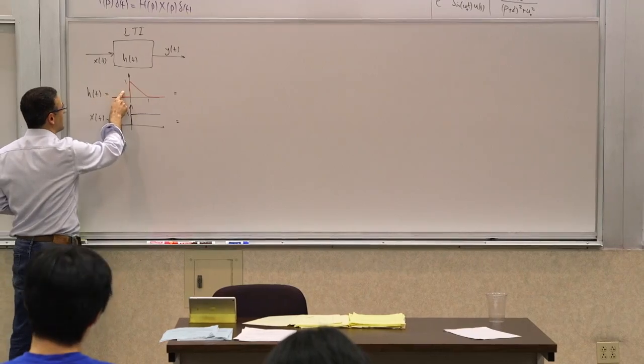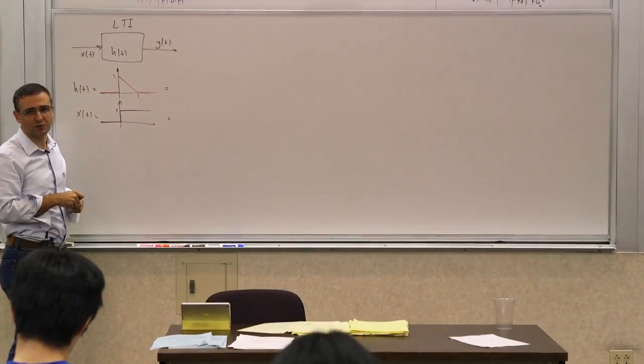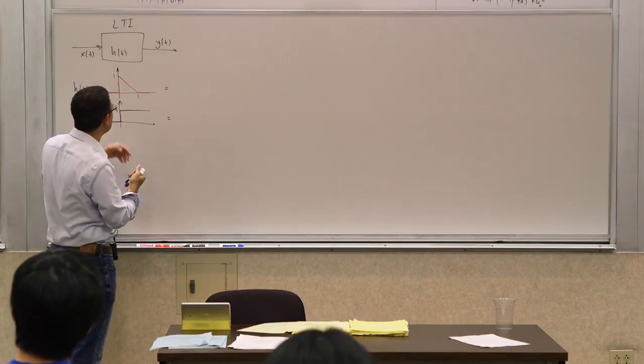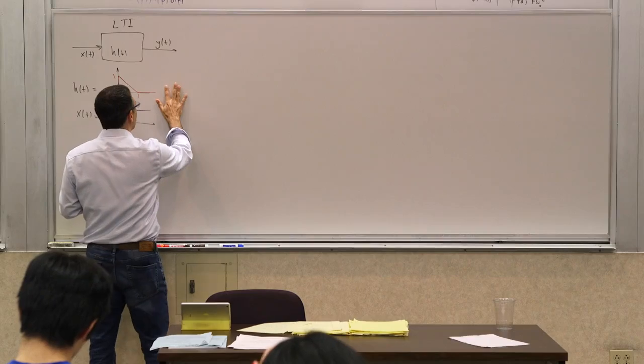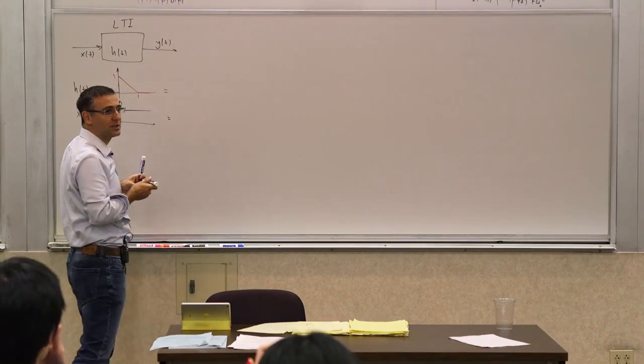So it's h of t. Let's say the system impulse response looks like that, and you're trying to determine its output to this one. We know how to do this with convolution, doing convolution in time domain. But let's see if we can convert these to the equivalent operator domain and see if we can use the operator domain.